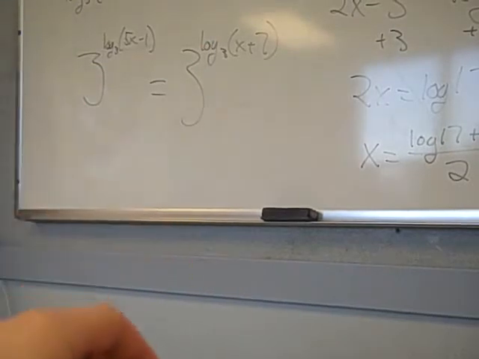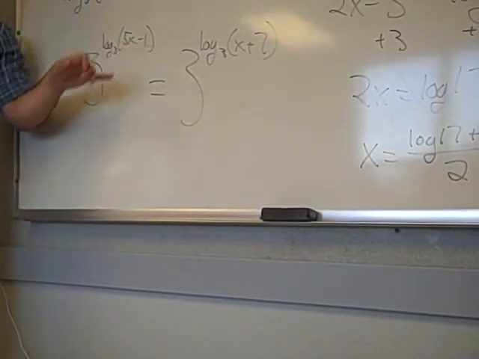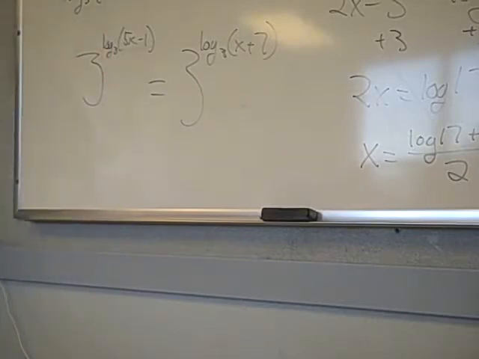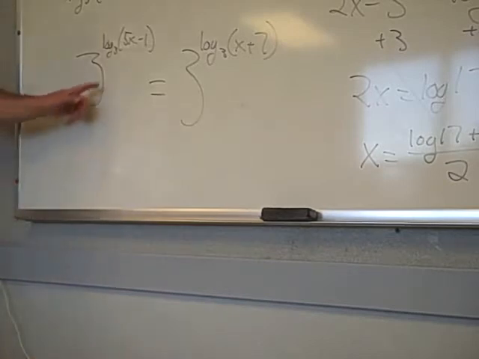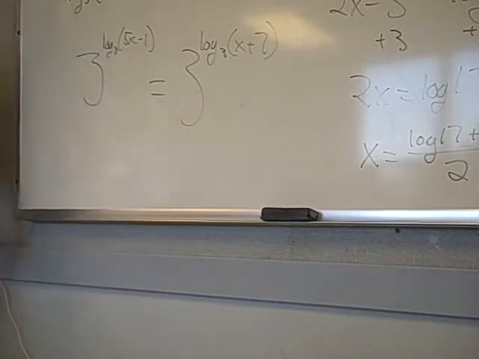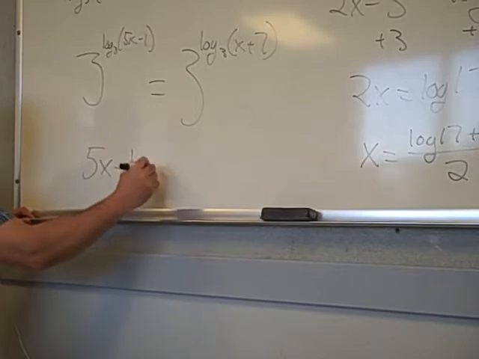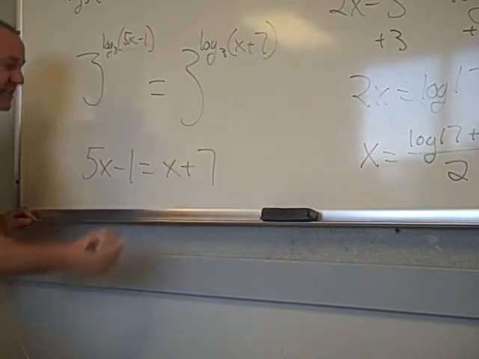First off, I can do this because if these things are equal, then 3 raised to each of these things will still be equal. Why did I pick 3 to be the base of these exponents? What happens when you have a logarithm in the exponent and the base of the logarithm is the same as the base of the exponent? They cancel out, and I am left with 5x minus 1 equals x plus 7.